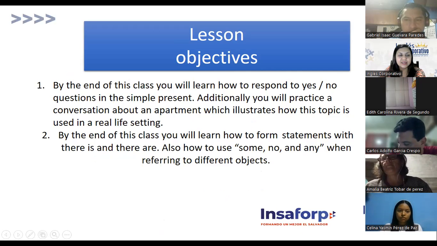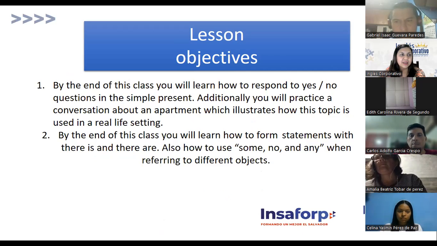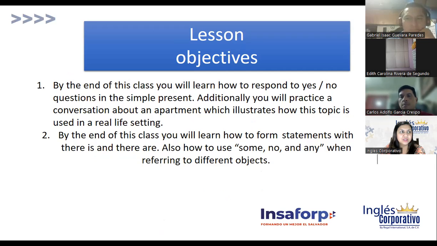To start, guys, I need to take the attendance. Please say present or here when I mention your name. Alba Jocelyn Romero. Present. Okay, thank you, Alba. Amalia Beatriz Tobar. Present. Thank you. Ana Julia Flores de Cetino. Present. Anderson Emmanuel Palomo. Anderson is not present. Areli Janet. Present, teacher. Areli, thank you. Brenda Elizabeth Dimas. Present.